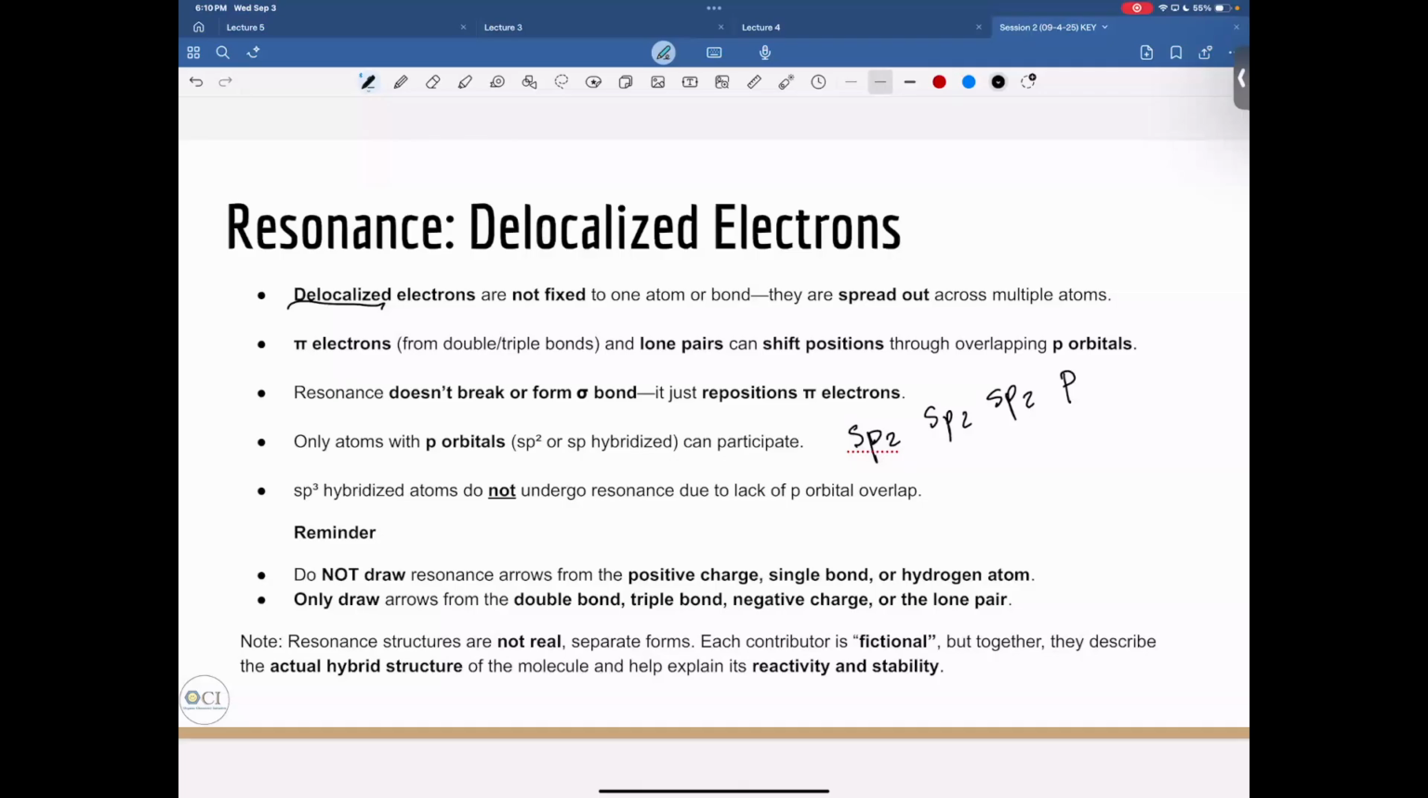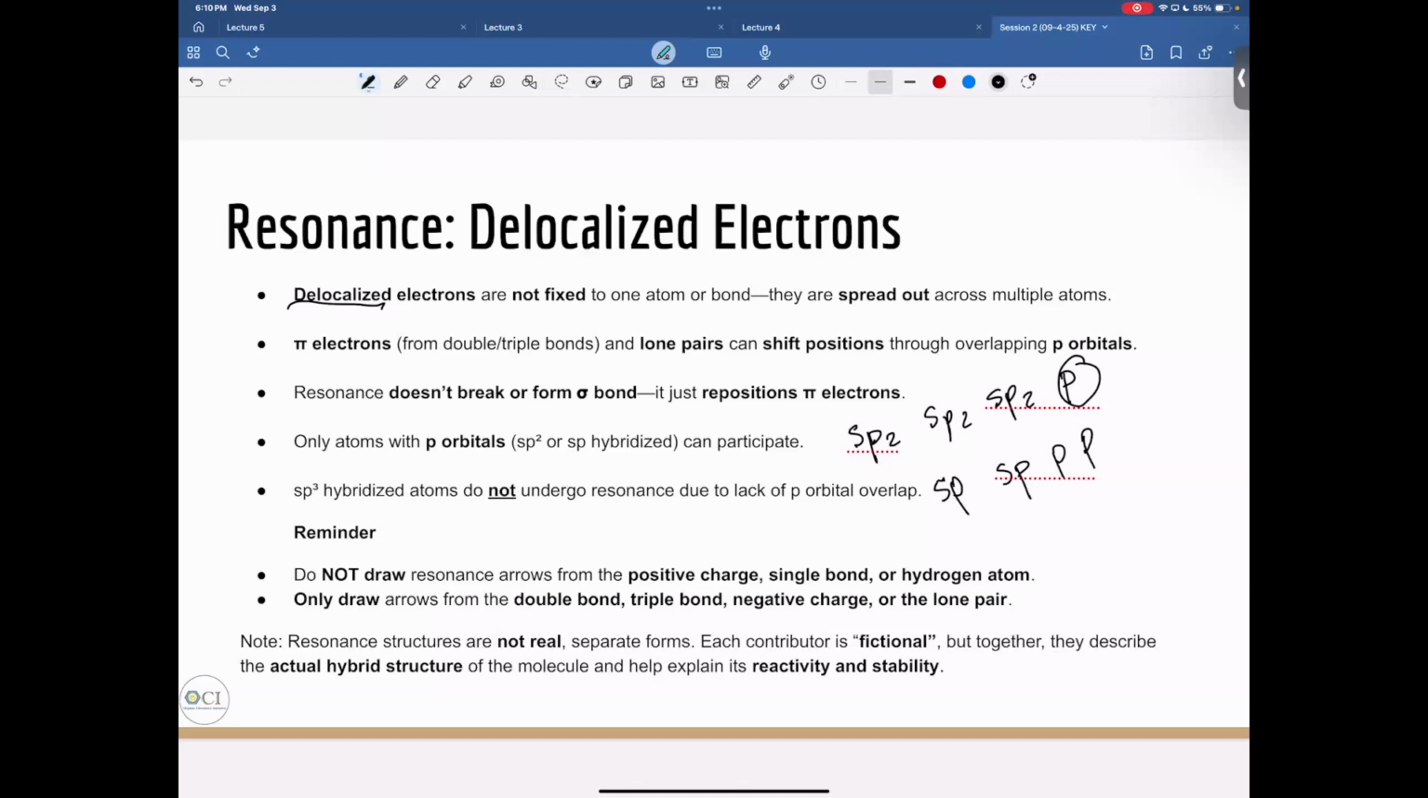The resonance will occur by overlapping p orbitals. Same case for sp. If we look at sp, we're going to have 2 sp orbitals and 2 unhybridized p orbitals. So these can definitely participate in resonance. Does that make sense? And you guys might already know this, but if we look at sp3, sp3 doesn't have any unhybridized p orbitals, meaning it can't participate in any resonance. So if you see any sp3 hybridized atoms and they're asking you if there can be any resonance done, it's just a trick question. There's no resonance that can be done, okay?